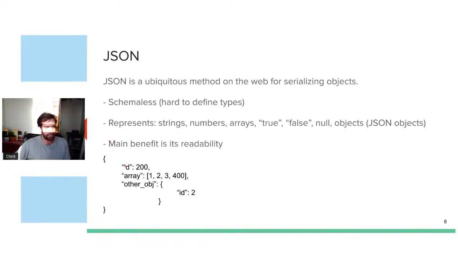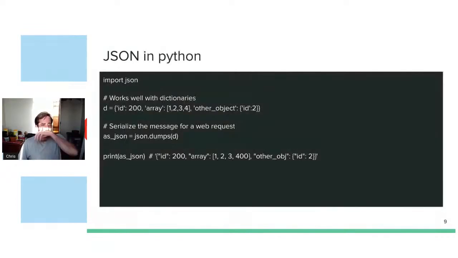This, sorry, should read ID. So this is saying this thing has an ID of 200. It's holding an array of numbers that are 4, and then it has a nested other object in it, which also has an ID of 2. Pretty straightforward. That's the beauty of JSON. It's easy for even beginners to grasp right away. Another nice thing about JSON is there's a native package built into Python that handles JSON.